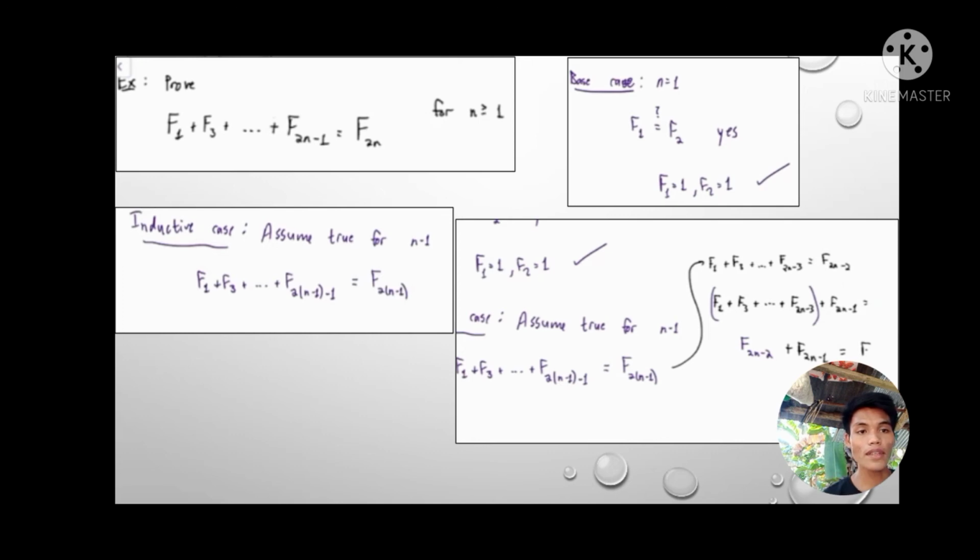In the inductive case, we are going to assume it for n minus 1. So as you can see, f sub 1 plus f sub 3 plus up to f sub 2n minus 3 is equal to f sub 2n minus 2. So therefore, the result is f sub 2n minus 2 plus f sub 2n minus 1 is equal to f sub 2n.